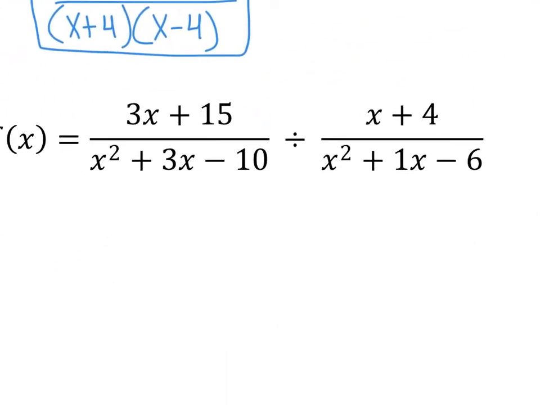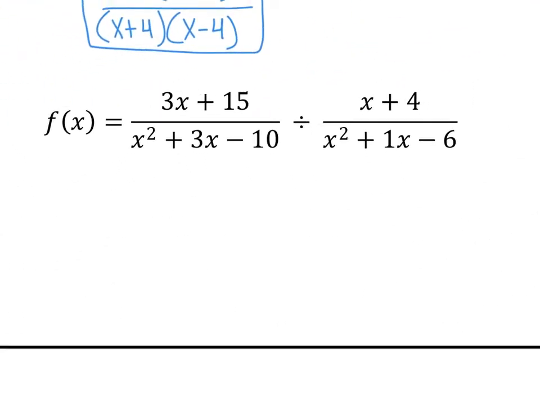One more division question. So again, don't forget with division, we're going to flip the second fraction and then we're going to change it to a multiply sign. So first off, I start with my first numerator. Can I factor anything out? Yes, I can factor out a 3. My denominator, a is 1.